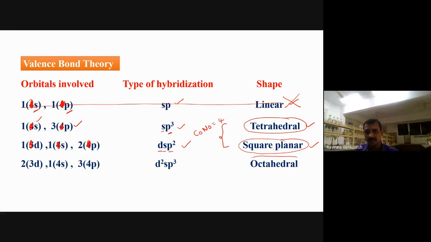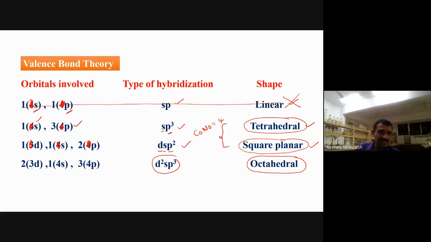Octahedral: how do we get it? In which hybridization do we get octahedral? d2sp3 hybridization. Based upon the hybridization, we can predict the shape. If you get sp3 hybridization, tetrahedral. If you get dsp2 hybridization, square planar. If you get d2sp3 hybridization, octahedral. How do we get this hybridization? By mixing 2 d orbitals, 1 s orbital and 3 p orbitals. Definitely we get octahedral shape.